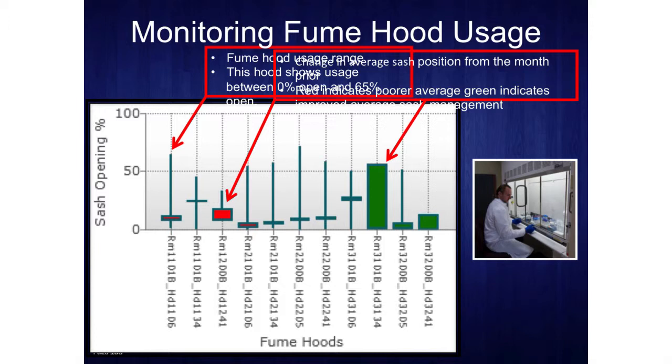So sometime over this period, and this is a month period, that sash went from 0% open to about 60% open. Then you have the averages. If it's a red bar, the average got worse. So this sash was average open at about 10% open. It's probably now average open at about 20% open. So it tells you that the average has gotten worse.